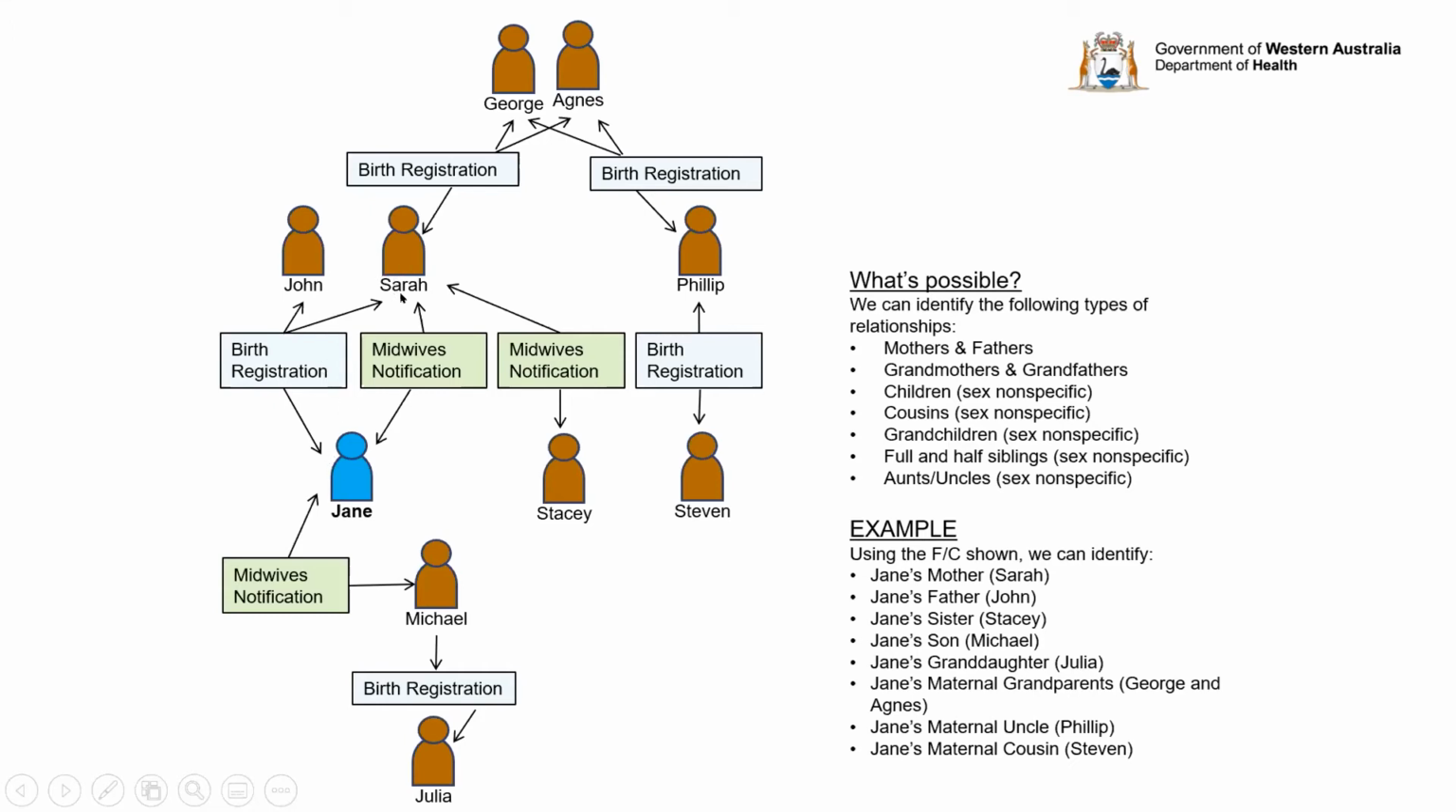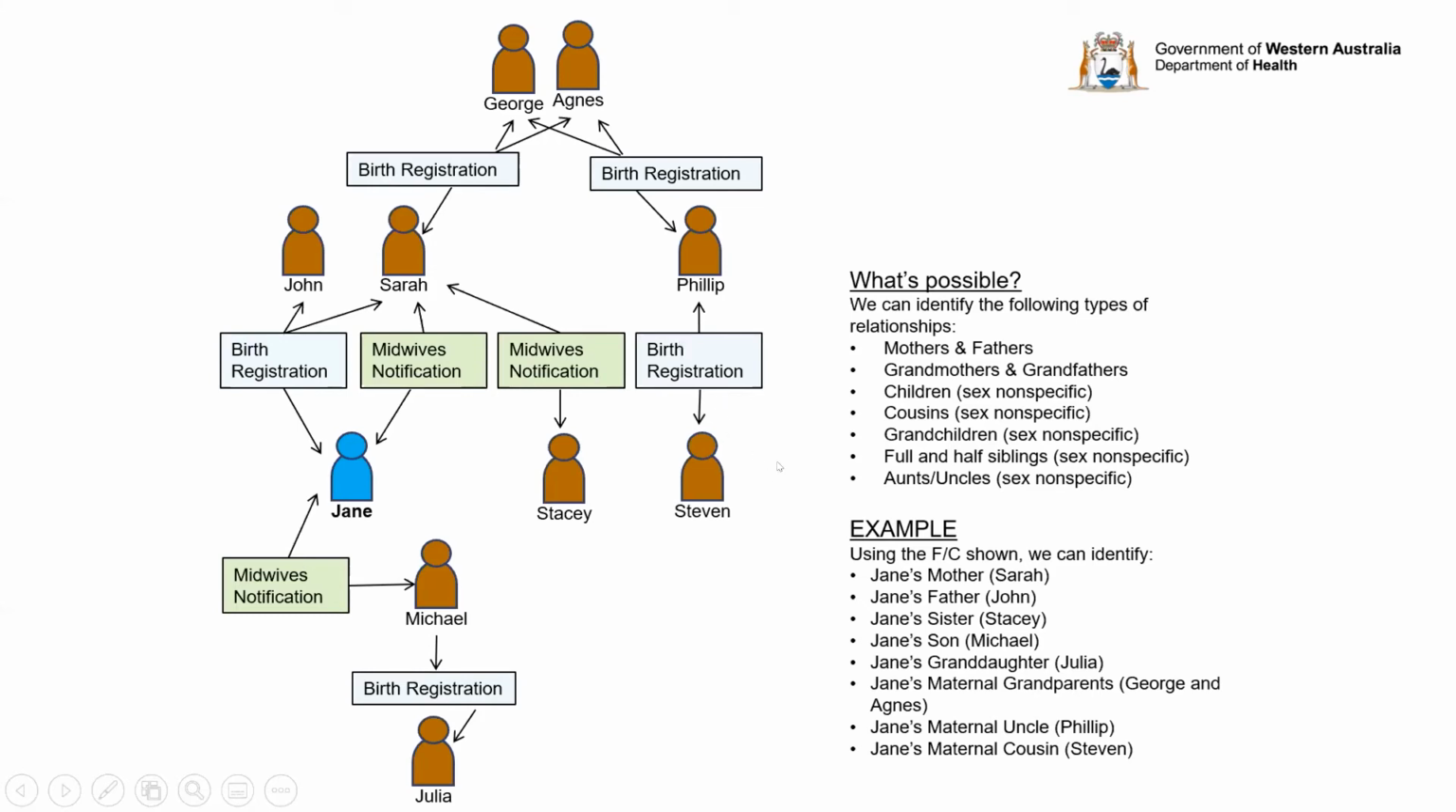Likewise, with Jane's mother, Sarah, we can see she has her own birth registration where she was a baby. And that tells us that she has parents, George and Agnes. We can then see that George and Agnes also have a birth registration where they're parents to another child, Philip. And that then tells us that Jane has an uncle, Philip, a maternal uncle. And so we can also see Philip has his own birth registration for her child, Stephen. That tells us Jane has a cousin, and so on.